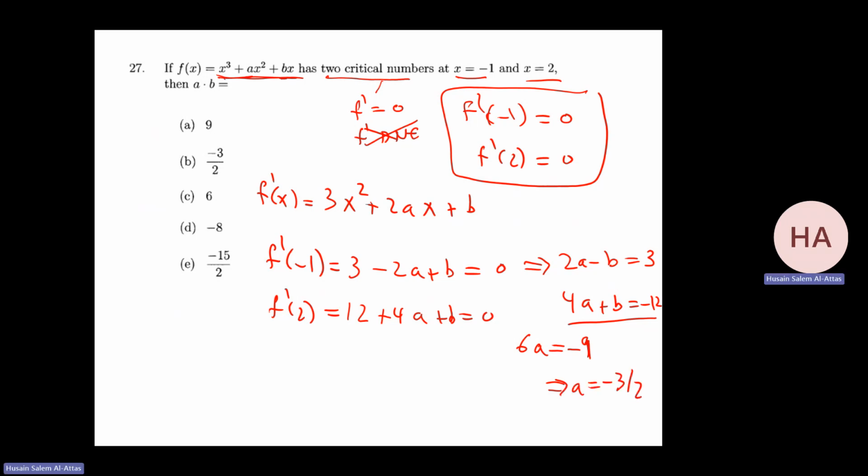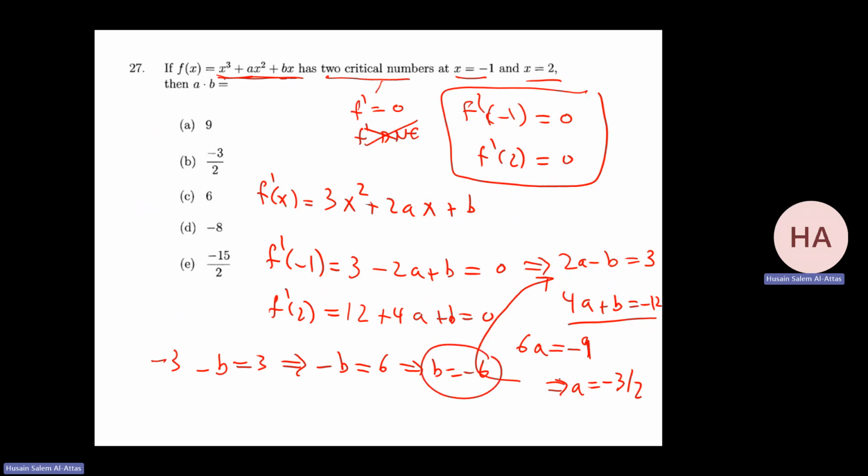Now, plug it here to find b. So I have minus 9 over 2 minus b, sorry, 2a is minus 3. So I have minus 3 minus b equal to 3. So minus b equals 6. So b equal minus 6.